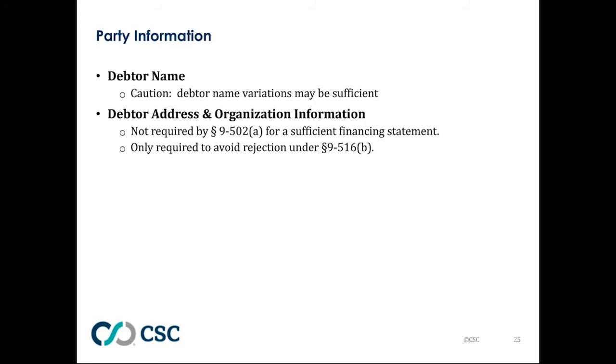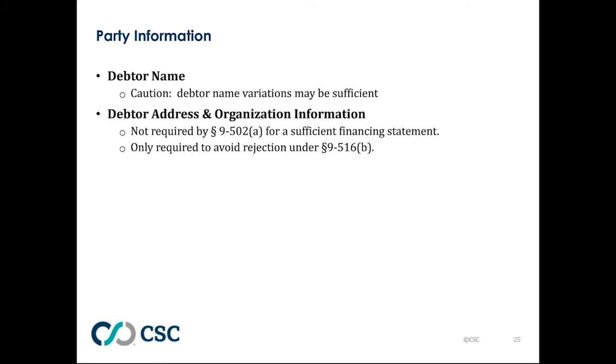When in fact the typo actually appeared in the articles of incorporation, and as a result, the correct name of the debtor for purposes of the financing statement was the name with the typo in it. Debtor address and organization information.